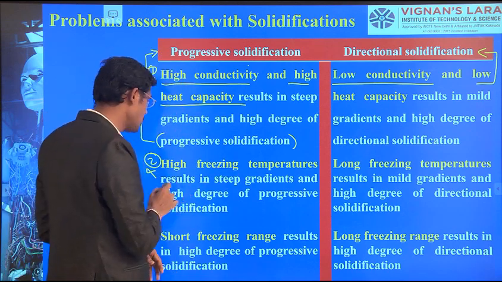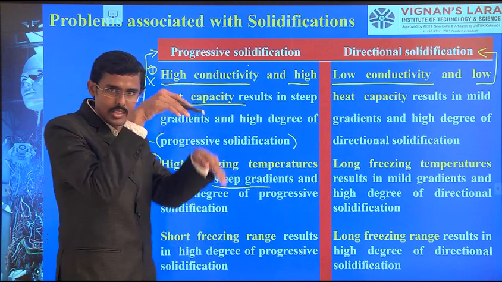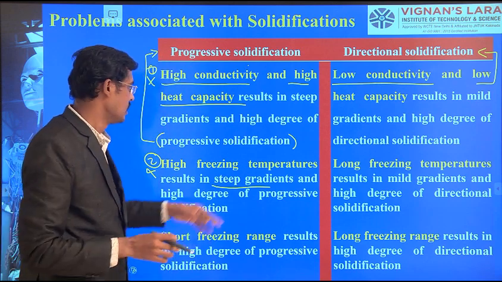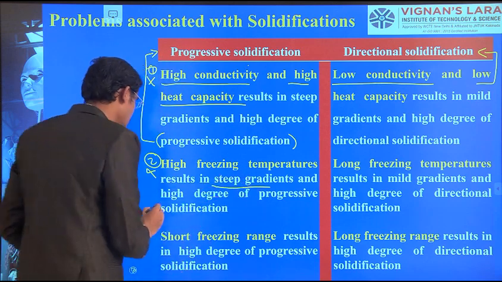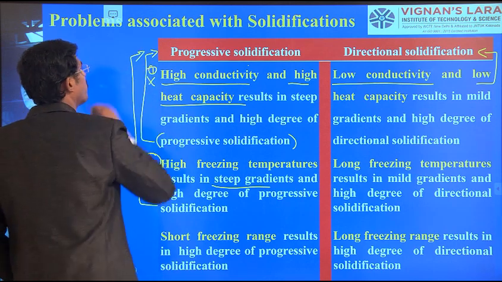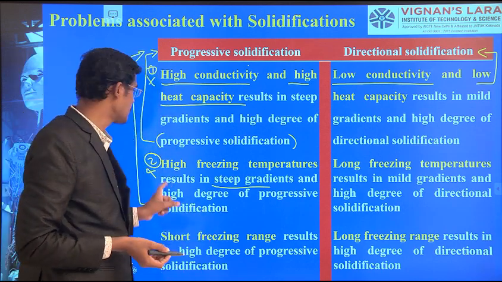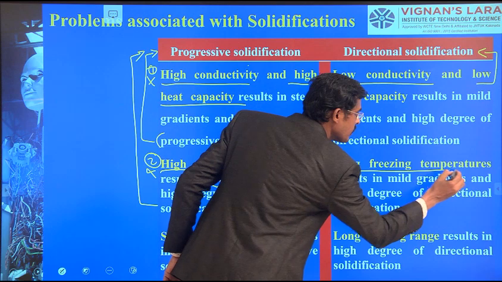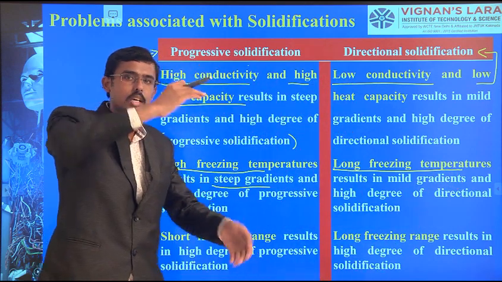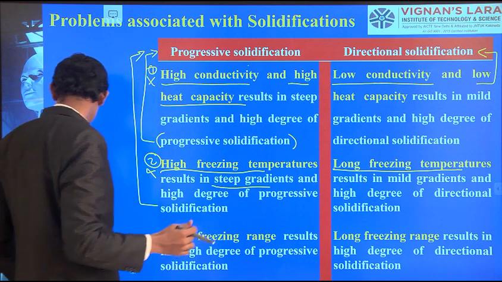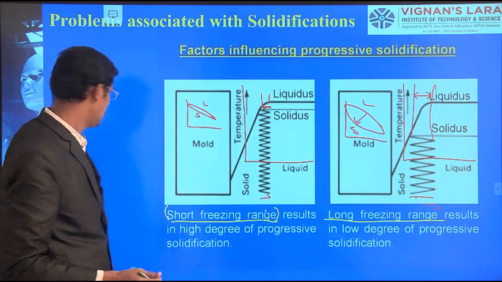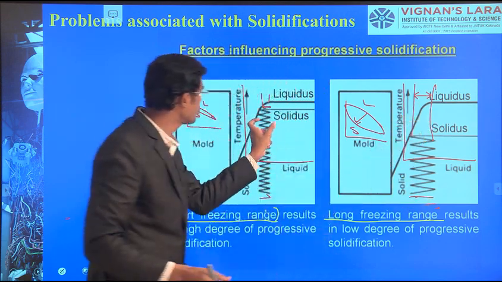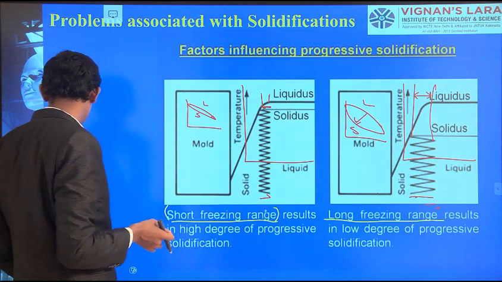High freezing temperature results in a steep gradient. It means the temperature gradient is steep, from 1500 to room temperature. That also we understand. And there is a high chance of progressive solidification. This also should not happen. Here it is a high freezing temperature, and on this side it is a long freezing temperature. The liquid to solid transition takes a long time. This one should take a longer time. This longer time is needed. Here it is very short. This results in progressive solidification.